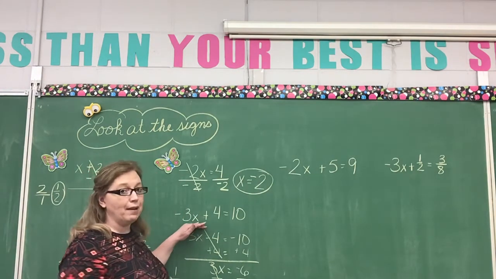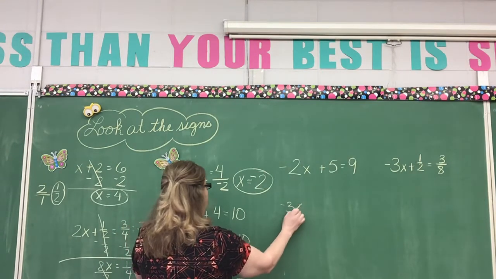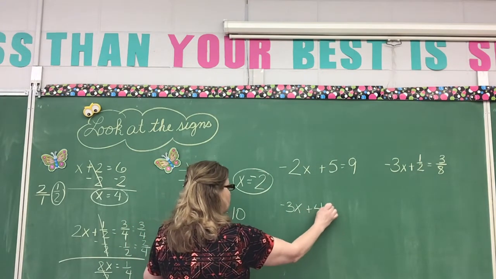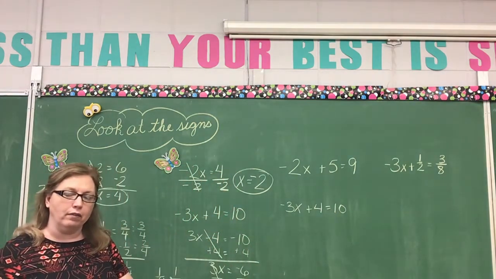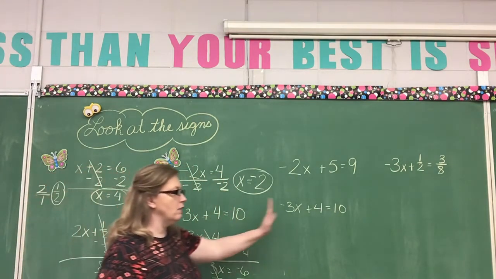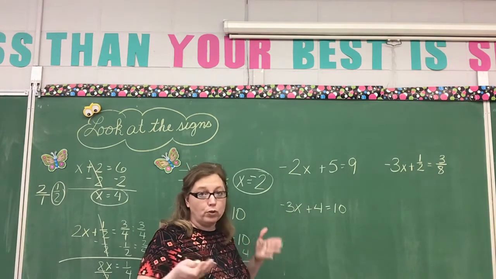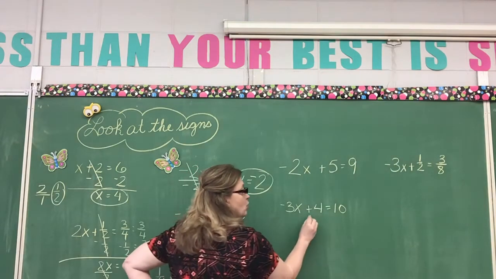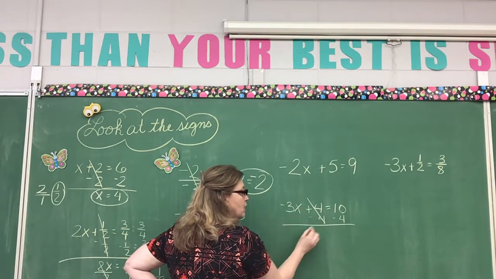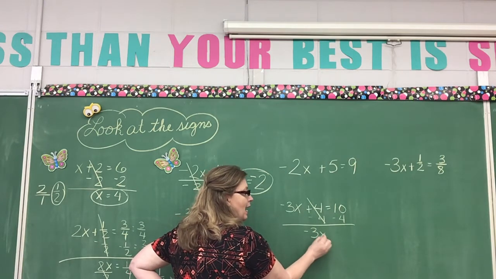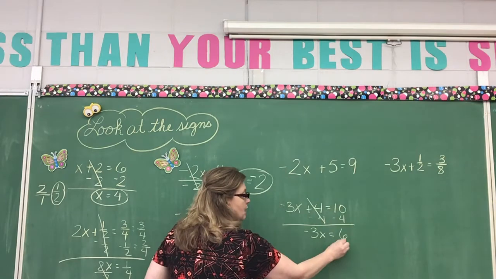Now what if I had not multiplied by that negative? I'm going to rewrite this problem real quickly. If I don't multiply by the negative 1, let's just leave our problem as it is. Well, this says to add 4, I have to deal with the constant first, so I'm going to subtract 4. This cancels, leaving me negative 3x, and then I say 10 minus 4 is 6.